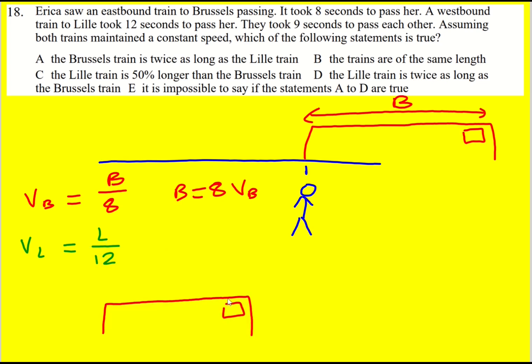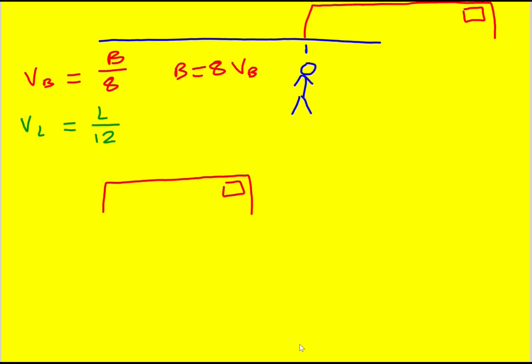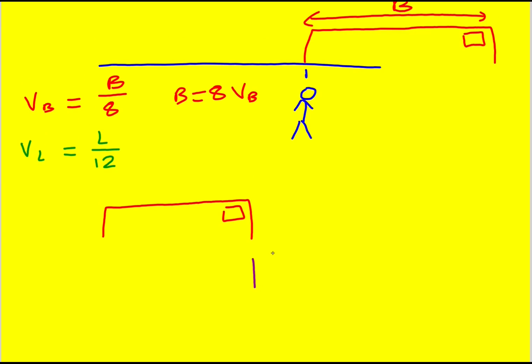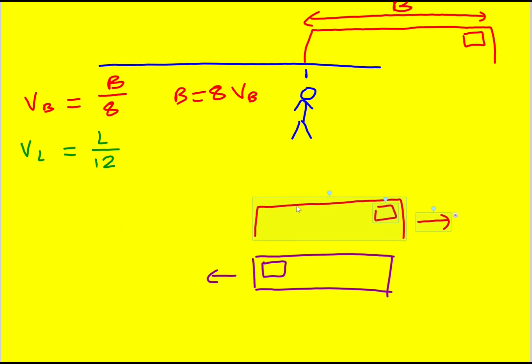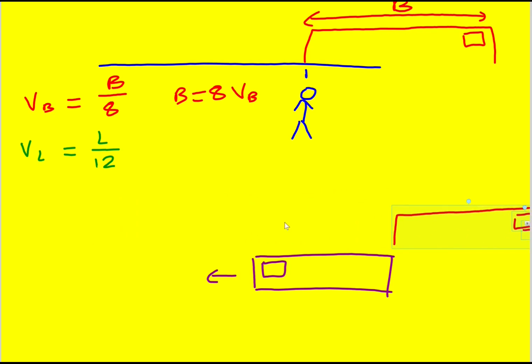Okay, this is a little bit more complicated now. So I've got this train and this train going in opposite directions. So the clock starts here. So for them to pass each other, they would have had to have done a combined distance of the Brussels train and the Lille train. But they're moving in opposite directions, so we can say their relative velocity is just those two velocities added together.